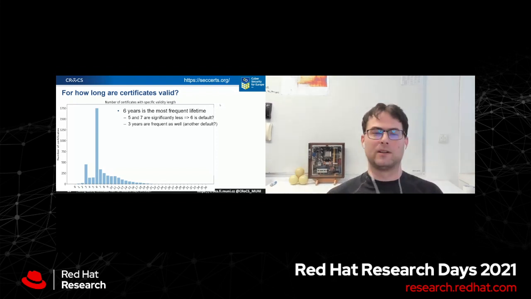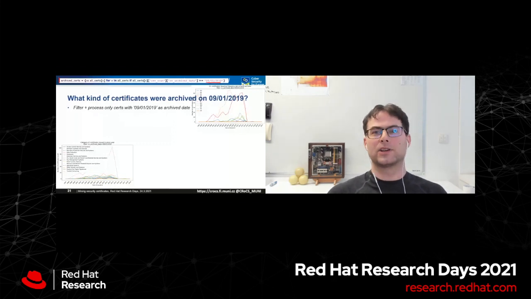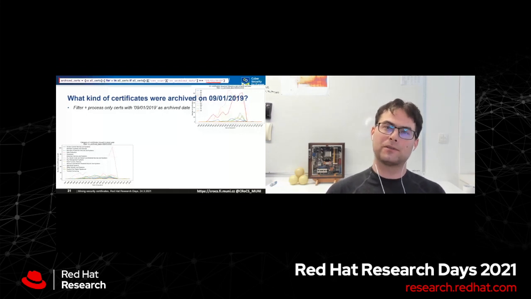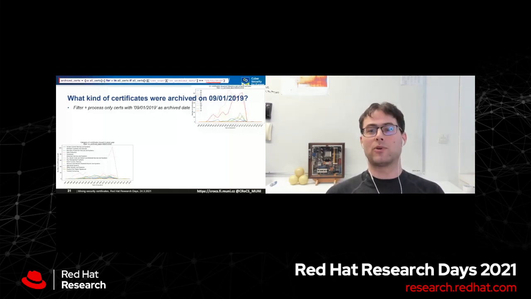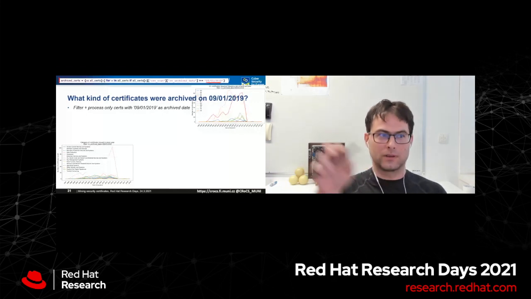Otherwise, the archival rate is somewhat stable. So basically, all you need to do is state the condition. The condition is written here in Python. If you know Python, then it's easy for you to read it. Basically, you say if the archival date is 1st of September 2019, then just filter the certificates and plot all the data, all the graphs, all the figures as before. So it's really easy to do. Just filter the certificates and then look at what is there.